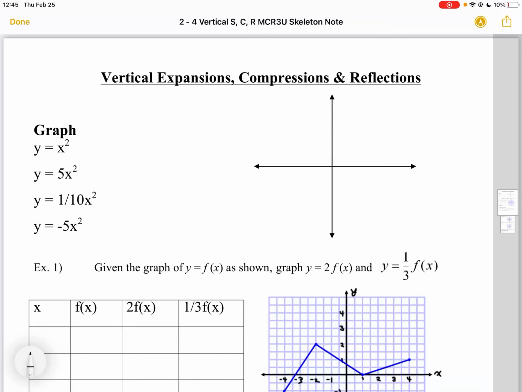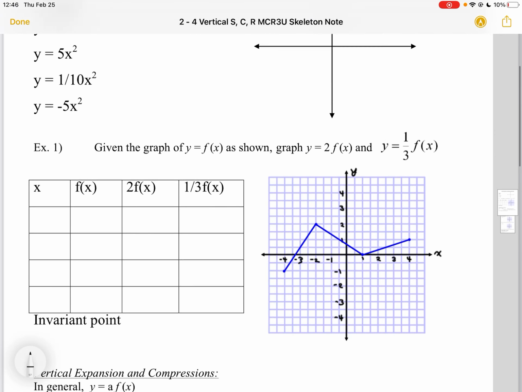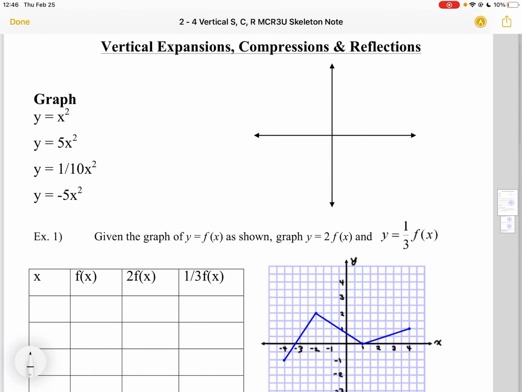This video goes over vertical expansions, compressions, and reflections. So the first thing that we're going to do is compare 4 different parabolas here. The first one I'm going to draw on is y equals x squared. Second one that I'm going to draw on is y equals 5x squared.